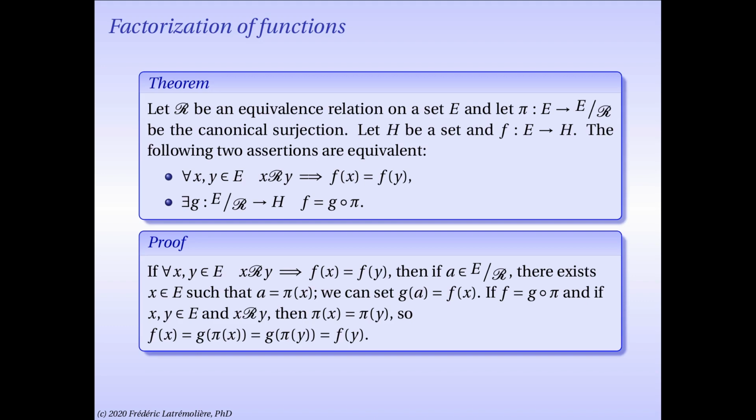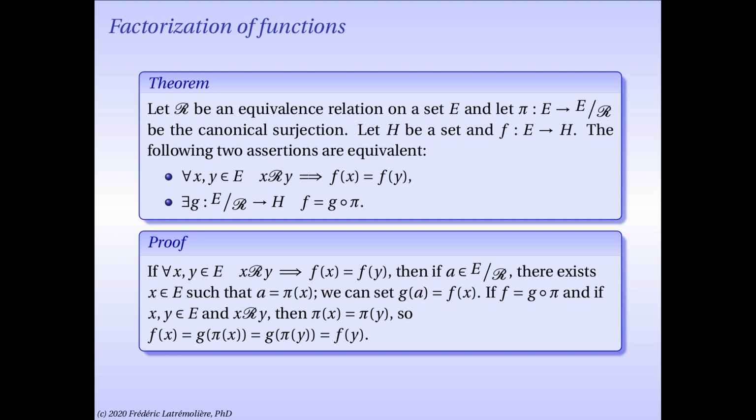And that works because if I choose A equals pi of x and someone else chooses A equals pi of y, different x and y in E, that gives the same element in the quotient space, then by definition x and y are equivalent, and we know that f of x is therefore equal to f of y. So whichever so-called representative element of E you choose, which maps to A by the canonical surjection, or in other words, any element in the equivalence class A, the function is constant there. There is no ambiguity, and we can define g of A to be whatever that constant value on that equivalence class is.